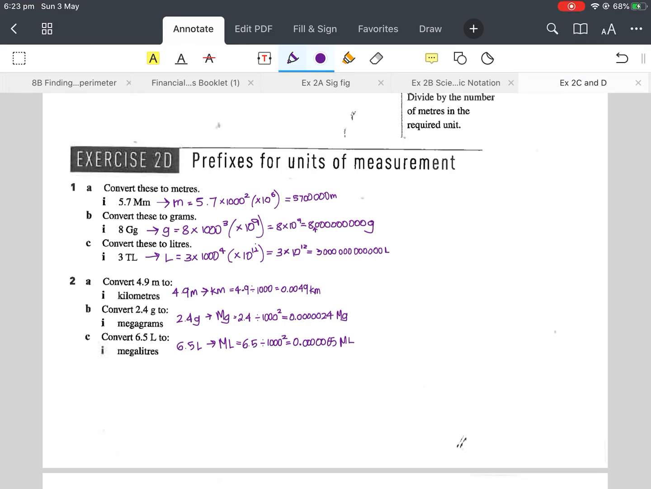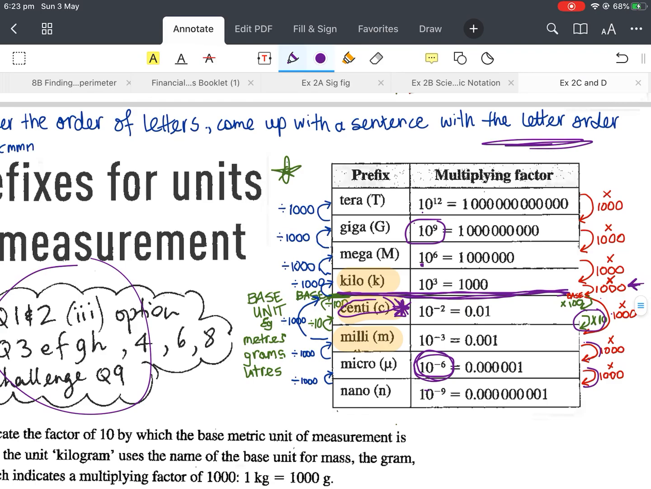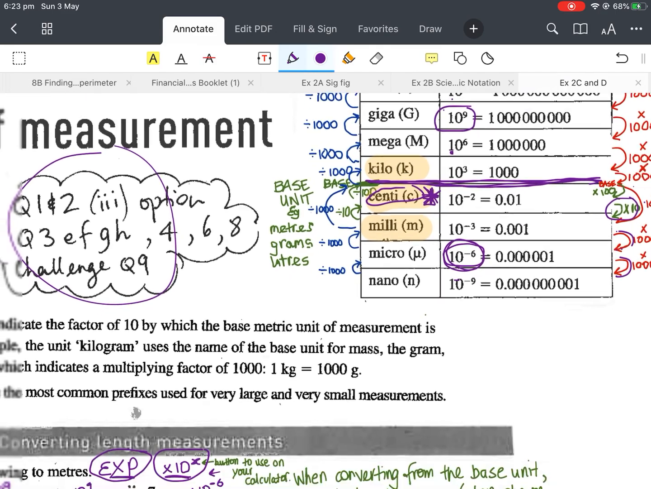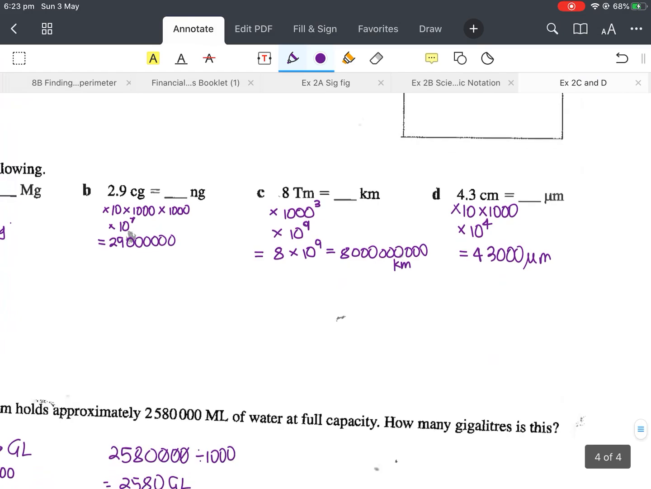So the next one, I'm going from giga to grams. Yes, convert these to grams. So if I look at the table, start at giga, go down to grams. Okay, so the previous one, we should have started at mega and gone down to the purple baseline. So I'm going to jump 1 to mega, jump again to kilo, and then jump again to the baseline. So I am multiplying by 1,000 to the power of 3, or times 10 to the power of 9.